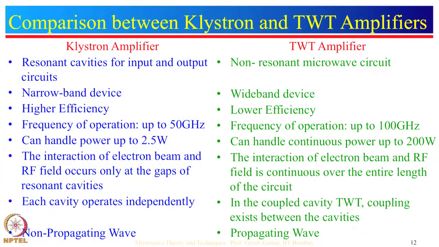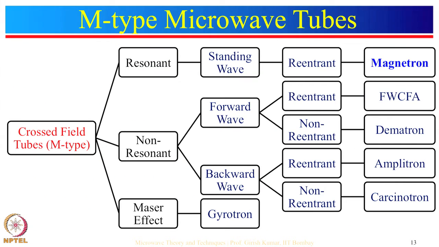Till now we have discussed the linear beam tubes and their different classifications. Now we will discuss M-type tubes. M-type microwave tubes are also called cross-field microwave tubes, in which the DC electric field is perpendicular to the DC magnetic field. As the name cross field itself suggests, the fields are perpendicular to each other. And these cross field tubes are of three types. First one is the resonant type, second one is non-resonant, and the last one is the structures based on the Maser effect.